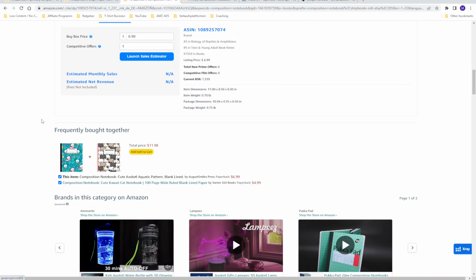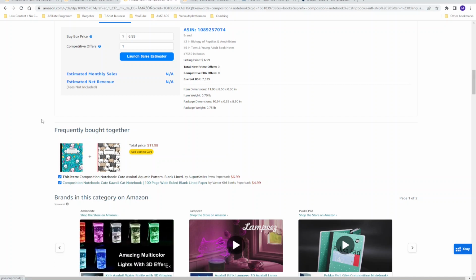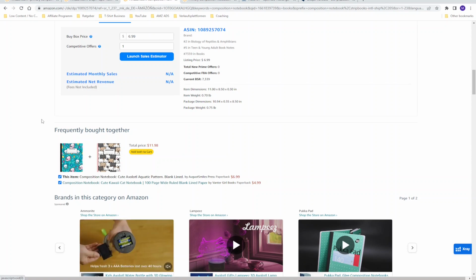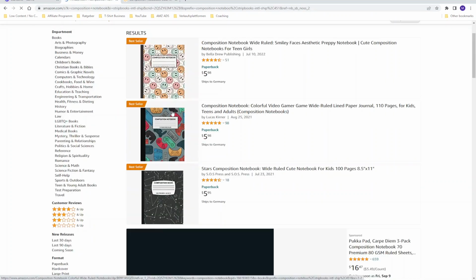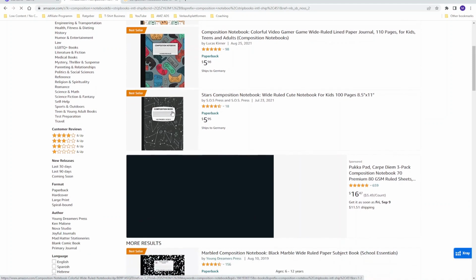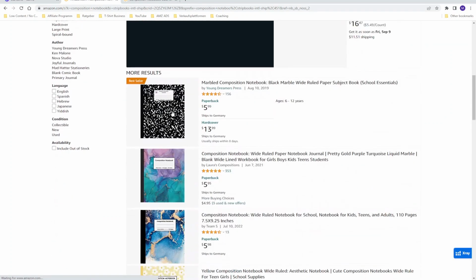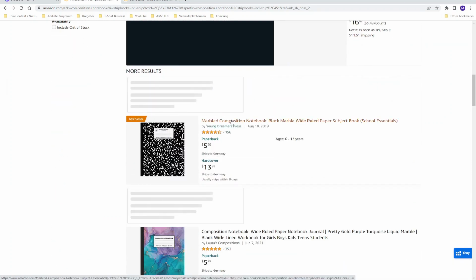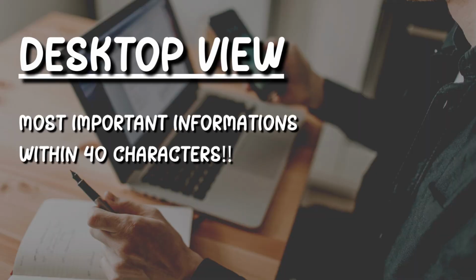So overall, you have to make sure that your title is optimized on the different types of pages you're looking at. So you have to make sure that the most important things of your books, keywords, whatsoever, are within 40 characters. Because after 40 characters, it is possible that the title is cut off and the customer doesn't see the rest of the title.